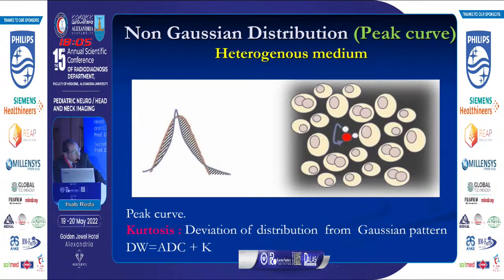So this was the bell curve, and this is the peak curve. The difference between both curves can be mathematically measured, and this is what we call kurtosis. So kurtosis is the difference between the bell curve and the peak curve.